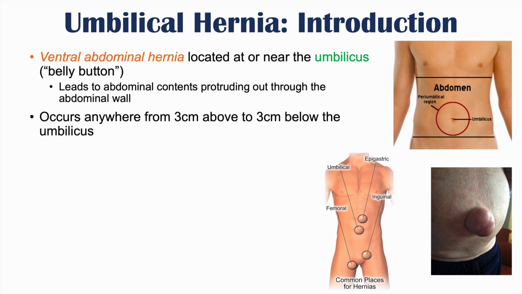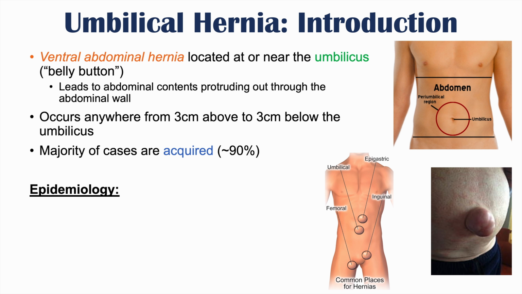Now they occur anywhere from 3 centimeters above to 3 centimeters below the umbilicus. If they're in this range, they are known as an umbilical hernia. And the majority of cases are acquired. Upwards of 90% of cases are acquired, and some of them are congenital, where someone is born with them, but the majority of the time they're going to be acquired.